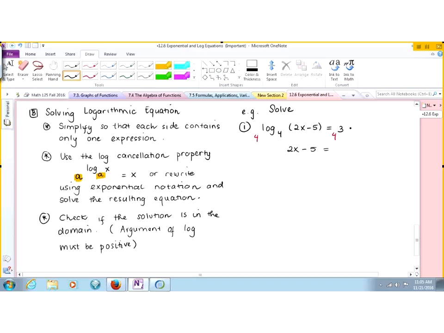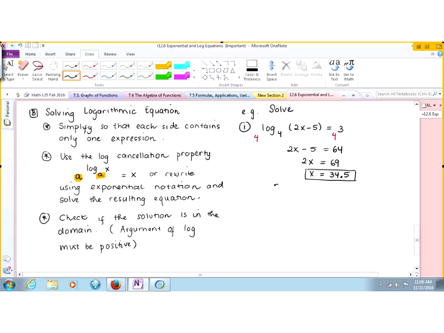What is 4 cubed? 4 times 4 times 4, that is 64. Yes, good. So 2x is equal to 69. So x is 69 over 2. What is 69 over 2? 34.5? Yes. Okay. Good. Now you have to check, is this a solution or not?